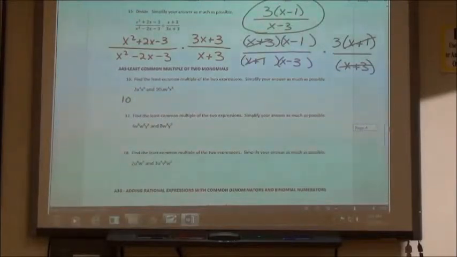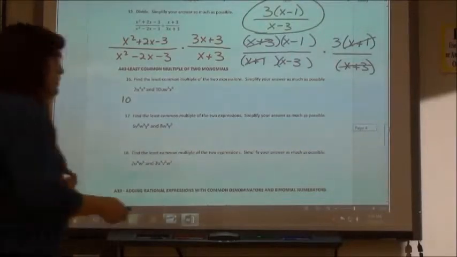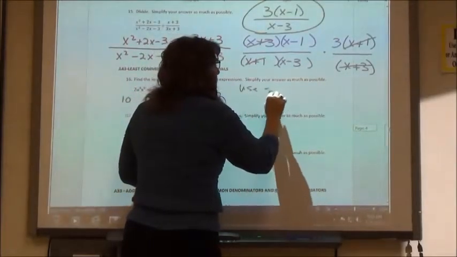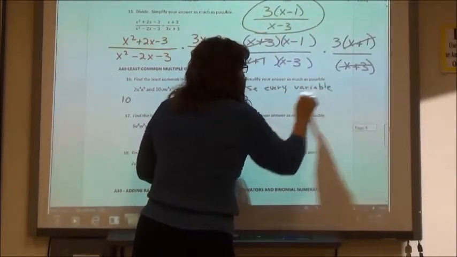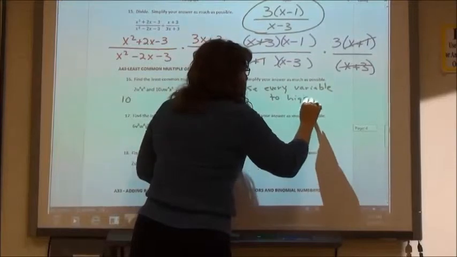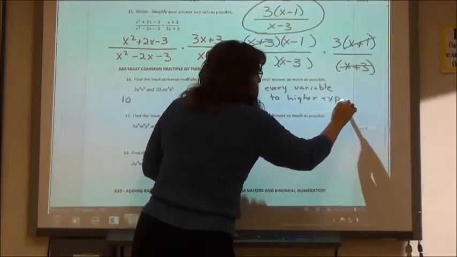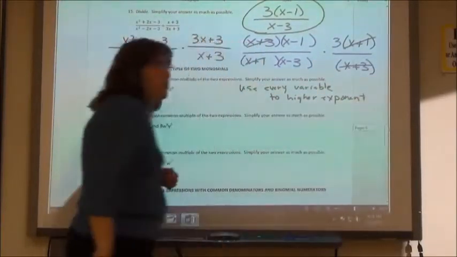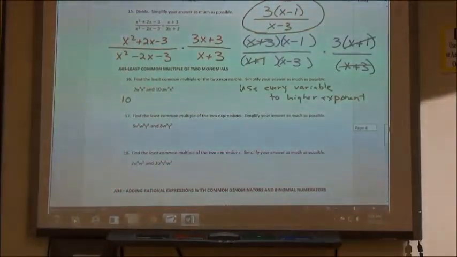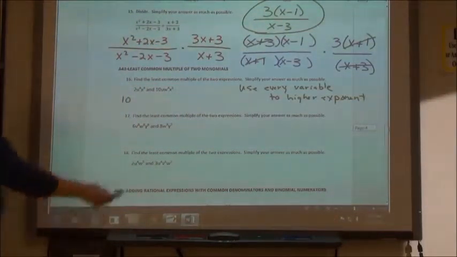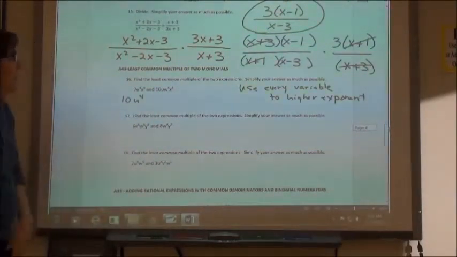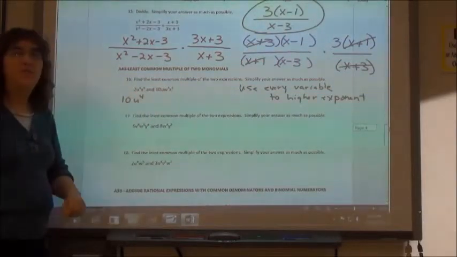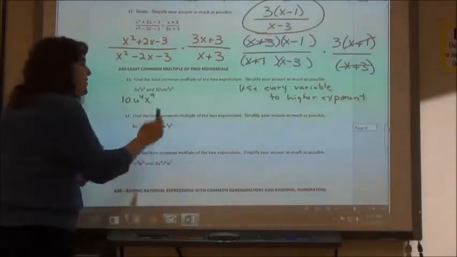With our variables, we're going to use every variable to the higher exponent. Factors, we use the smaller one. Multiples, we use the bigger one. So, I have a u to the 4th and I have a u. Well, u to the 4th is the bigger one. I have an x to the 9th and an x to the 5th. x to the 9th is the bigger one.